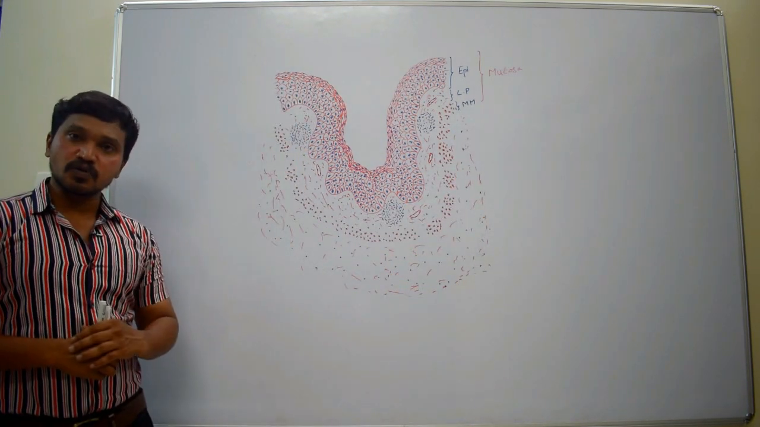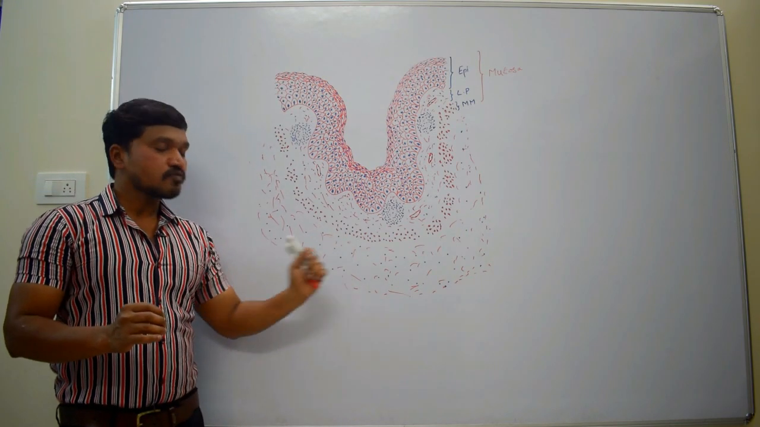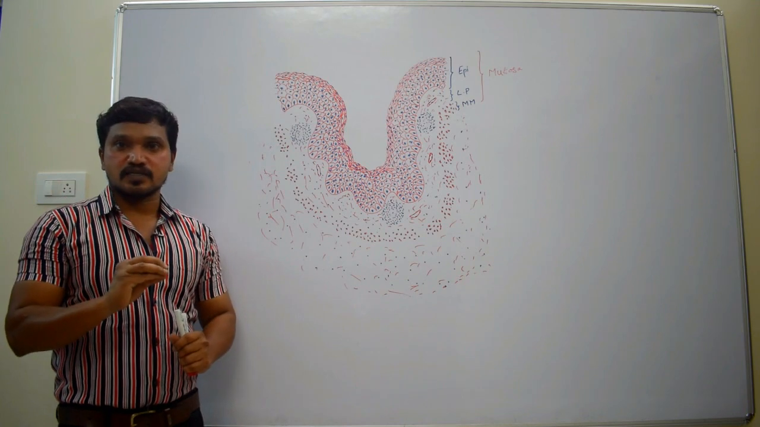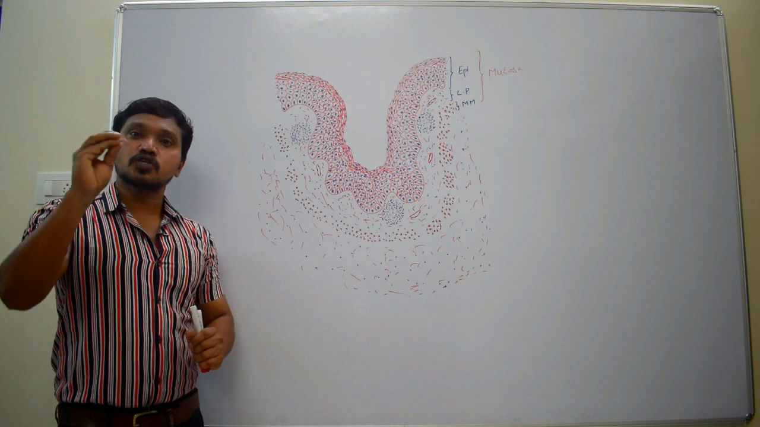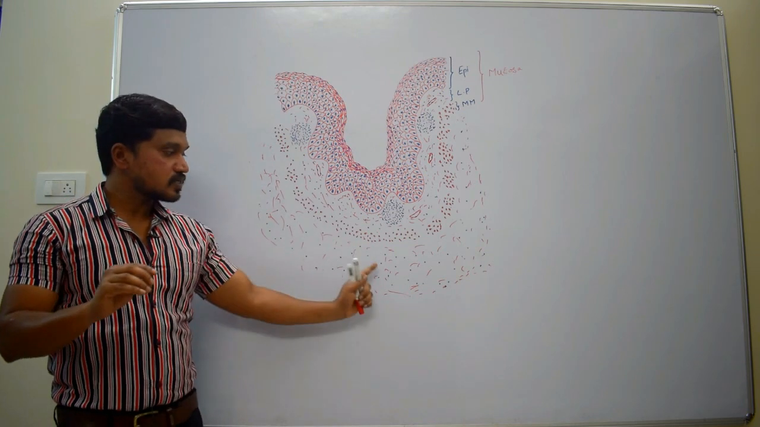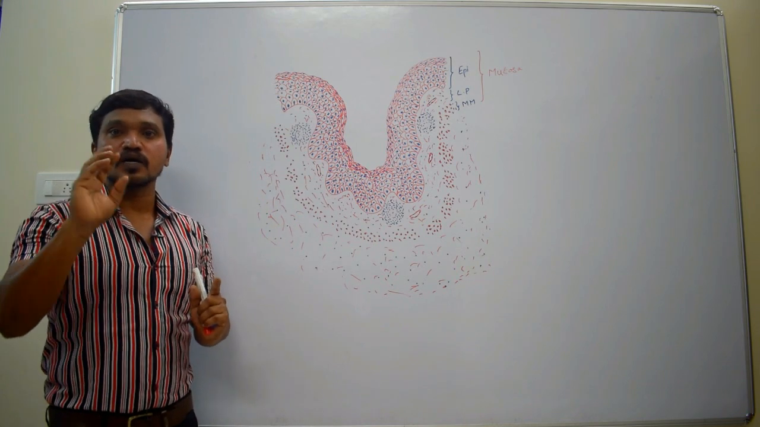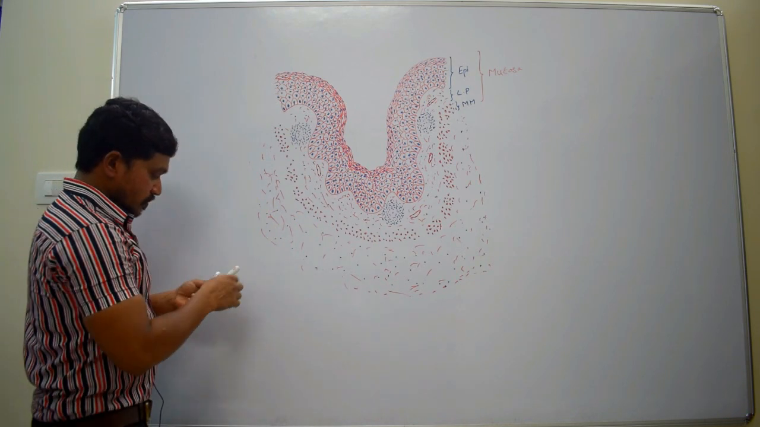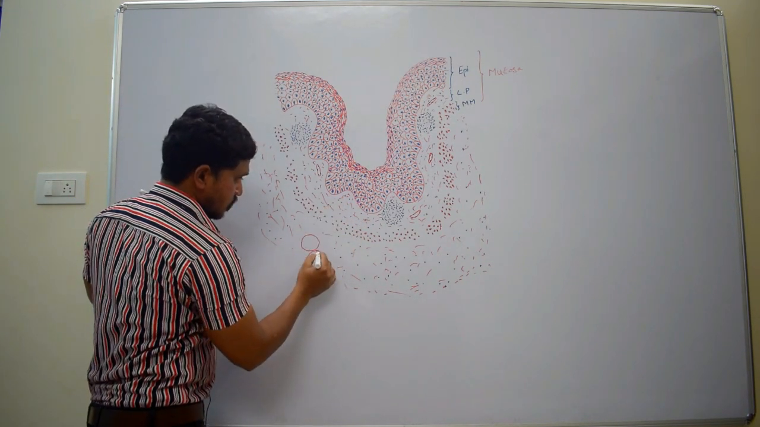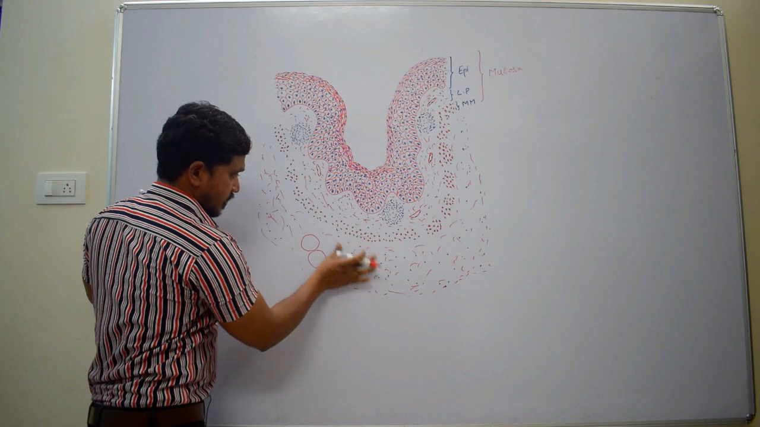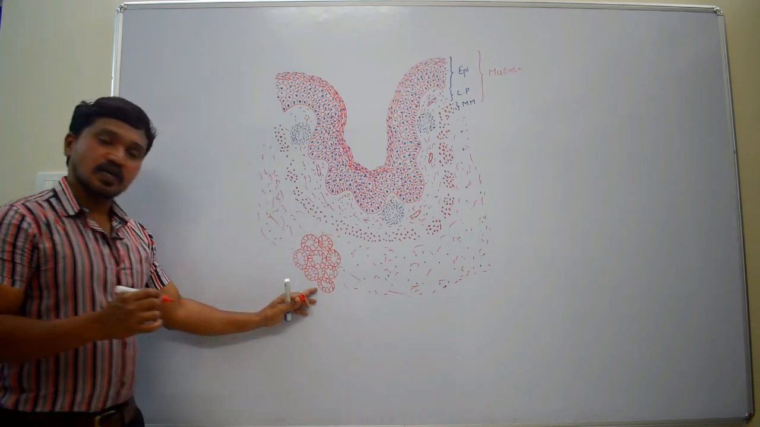Then within the submucosa of the esophagus, can you find any glands? Yes, you can find mucus secreting glands. These are tubuloalveolar mucus secreting glands present within the submucosa of the esophagus. Those glands we call esophageal glands. So let me draw some esophageal glands. These are mucus secreting glands. That's what I am drawing, mucus acini. These are the mucus acini.